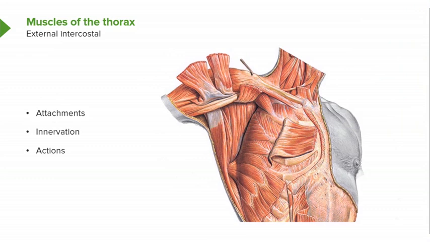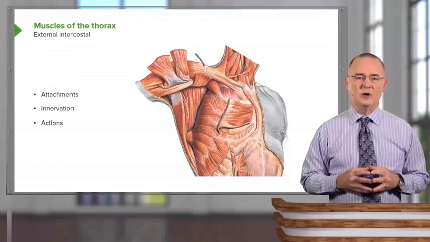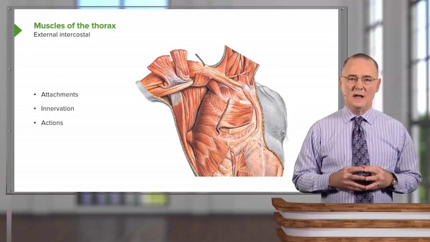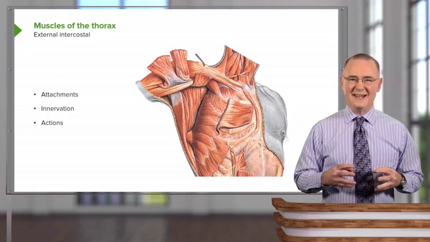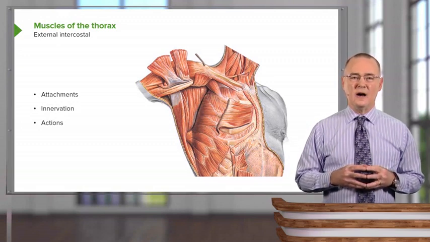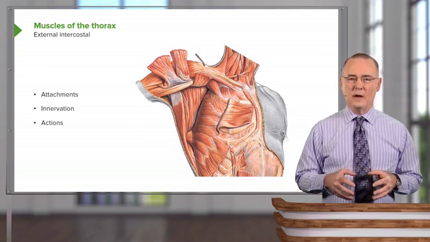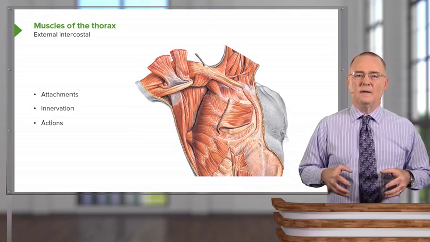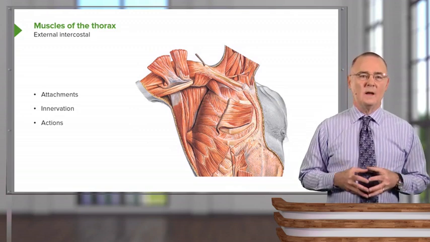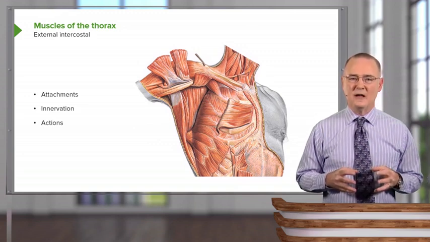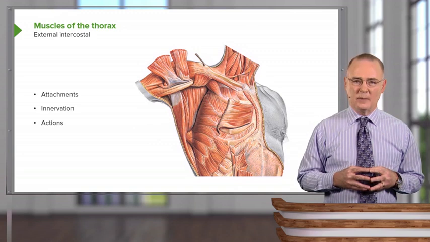Their attachments would be to the inferior border of the rib above, to the superior border of the rib below. They are innervated by the intercostal nerves that travel within the intercostal spaces. And their actions are primarily to help with inspiration. So they'll help to lift the rib cage up. And they're also very, very important in stabilizing the intercostal spaces during respiratory movements.